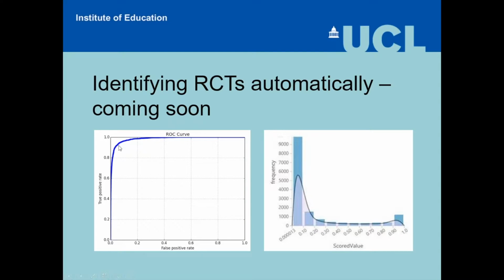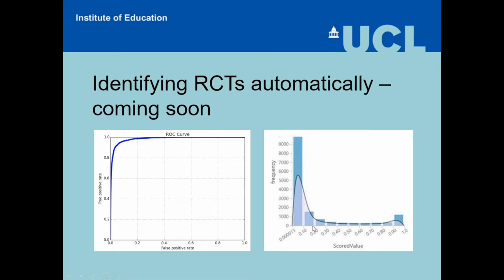But you can see this is the ROC curve from the classifier here. The area under the curve is 0.984, and it's based on 150,000 screening decisions from the Embase project, led by Anna Noel-Storr. So there's a lot of data which we've been able to use to build a model with a high degree of precision and recall that can distinguish between RCTs and non-RCTs.